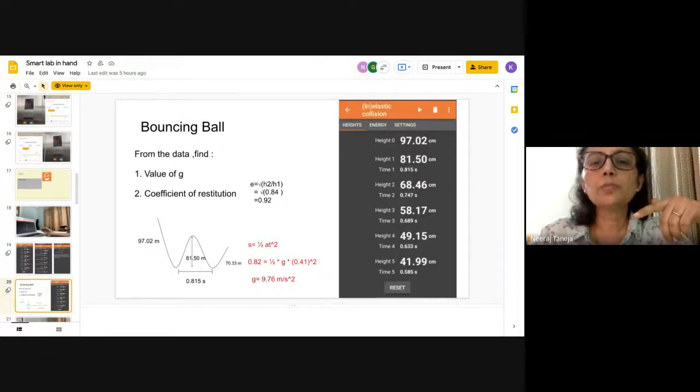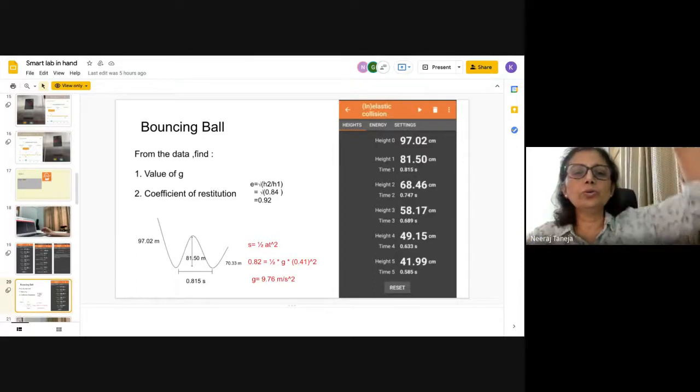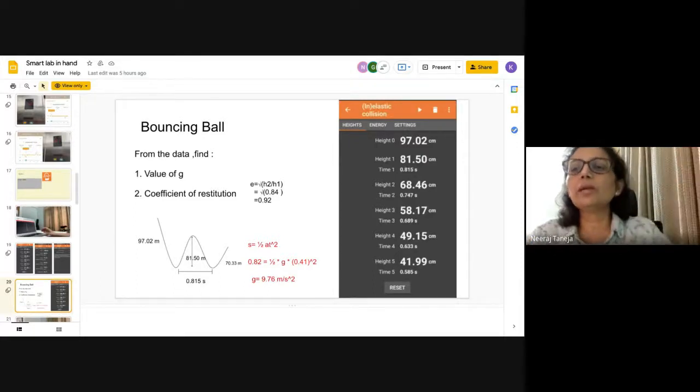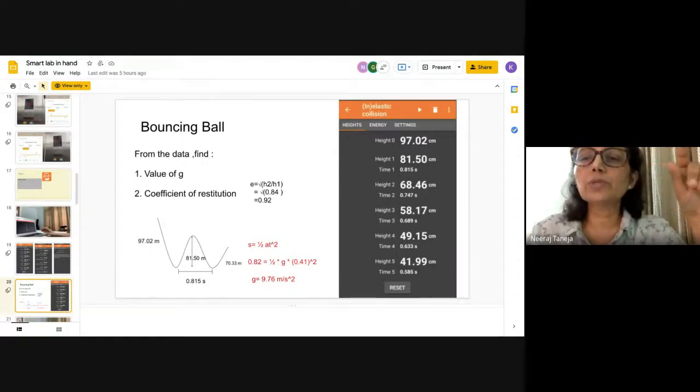So that means 0.815 second was taken for the ball to go to 81.50 and come back. That means it has taken half of that time to reach that second bouncing height. And so knowing that time, half of 0.815 is around 0.41 seconds.